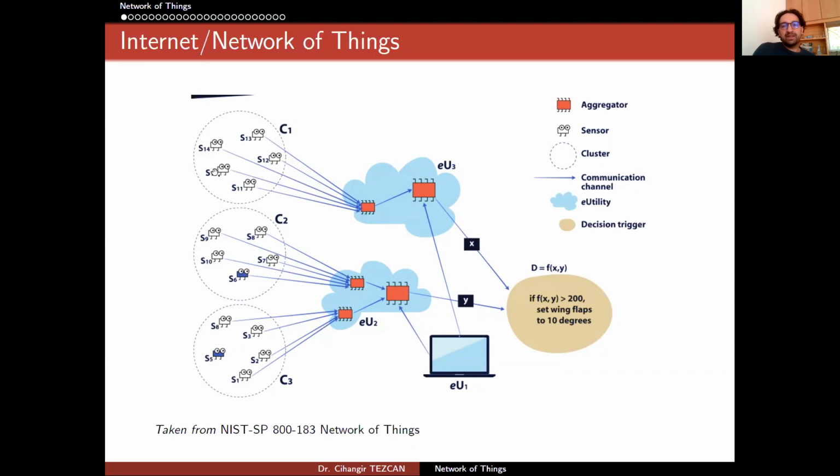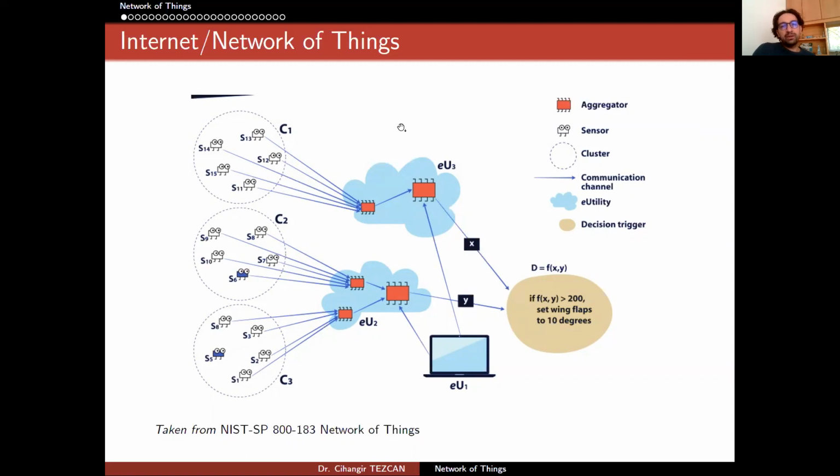And we assume that these sensors do not have that much capability in terms of CPU or memory. And sometimes they are better powered, and they communicate with these aggregators. Again, we have some e-utilities here, and we have some decision triggers. So this will be the main picture this document draws.